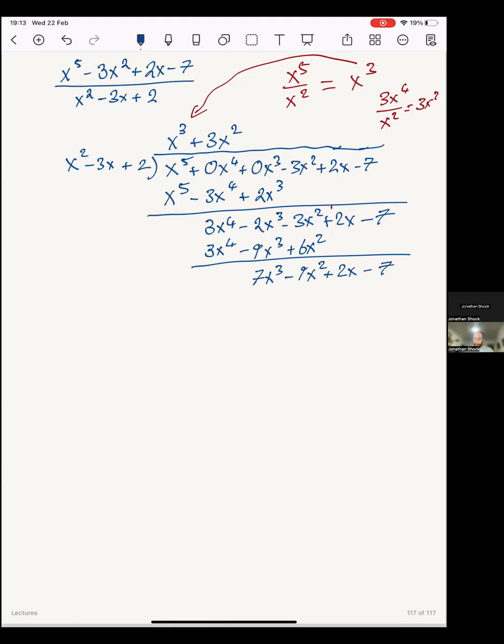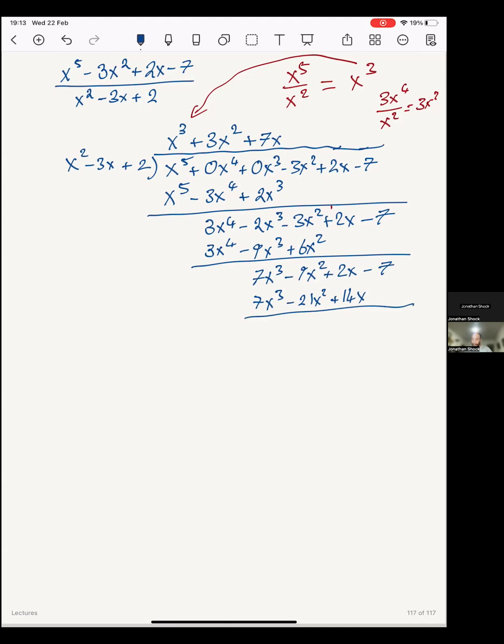We repeat. Now I've got the 7x cubed here. The highest power here is x cubed, and I've got the x squared here. So I have plus 7x, because 7x cubed divided by x squared is just 7x. And again, I multiply 7x by x squared minus 3x plus 2. And I get 7x cubed minus 21x squared, 7x times minus 3x, plus 14x. Does that look right? Yes.